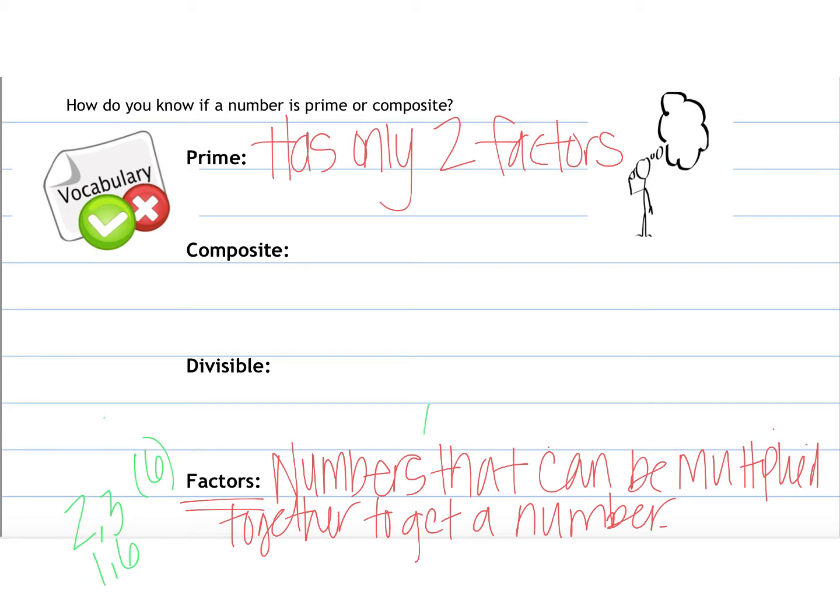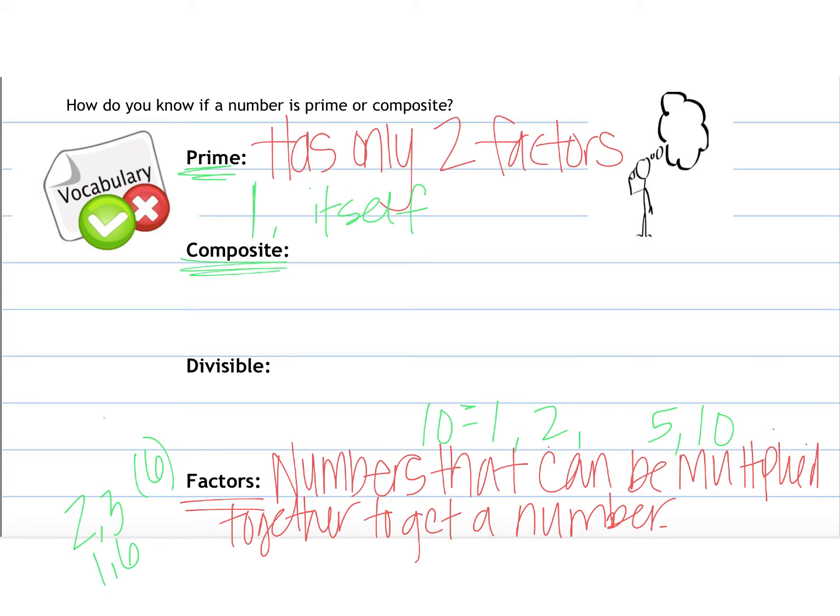If we look at 10, and the way we write out factors, well, I know that 1 and 10 are factors, 2 and 5 are factors, and then that's it. So 1, 2, 5, and 10 are factors because each number can be multiplied by something else to get 10. So a prime number has only two factors, one of them being 1 and the other being itself. That means that no other numbers can be multiplied together to get that number, only 1 and itself.